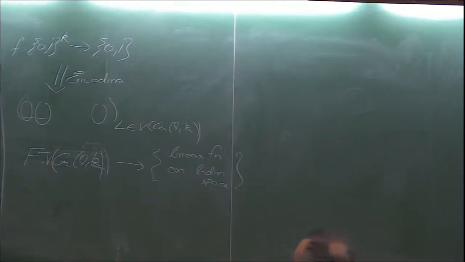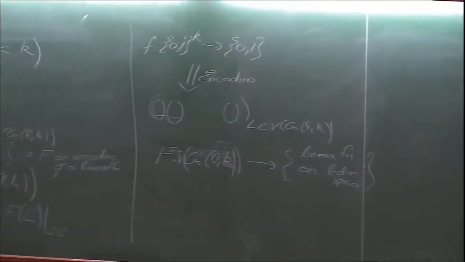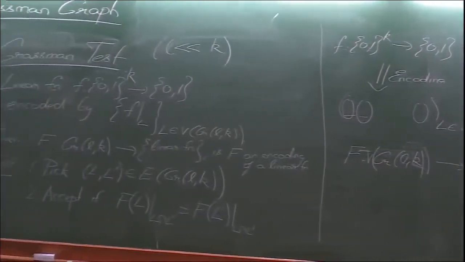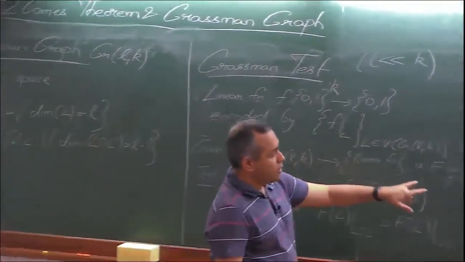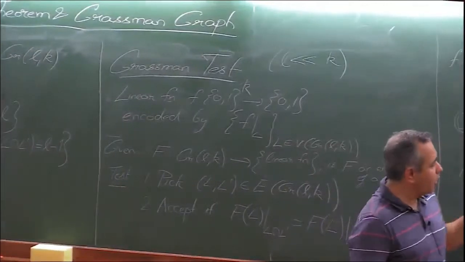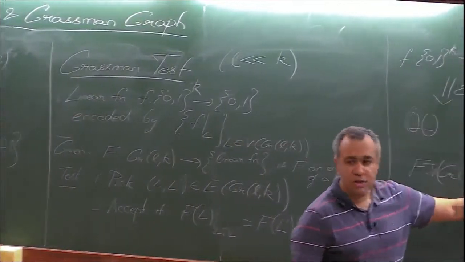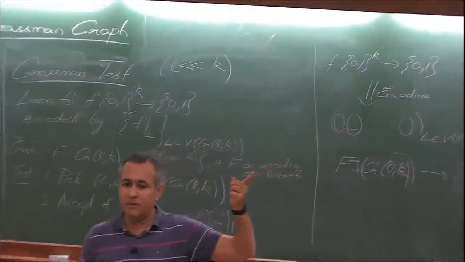So right now, this is an encoding. This is a single linear function I'm giving you, and I'm breaking it up into parts, and I'm giving you this. This is the encoding. Now, instead, I'm going to give just some arbitrary function, and I'm going to ask, is there a way to check that this function actually arises from one specific linear function?